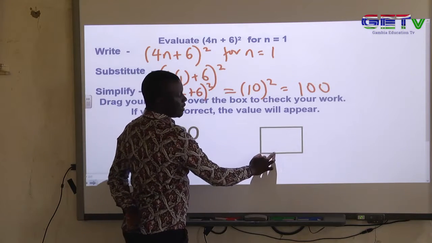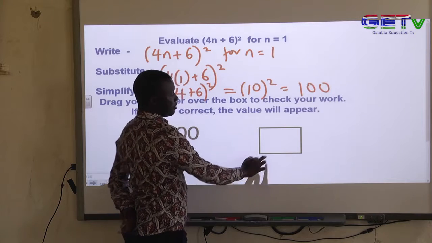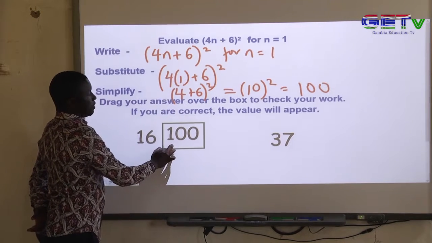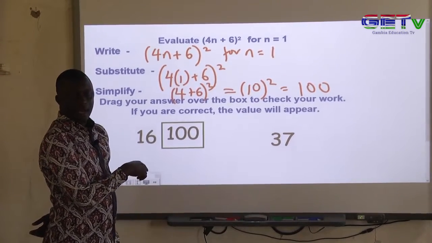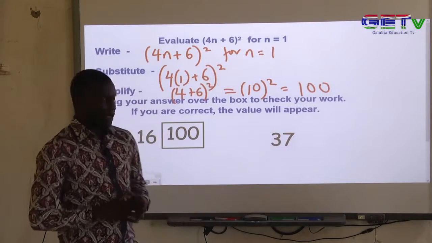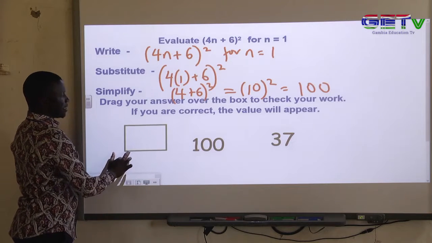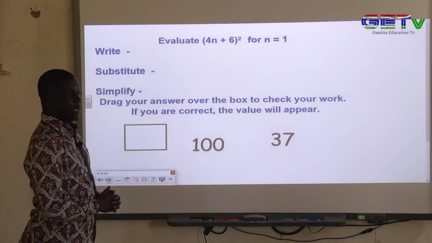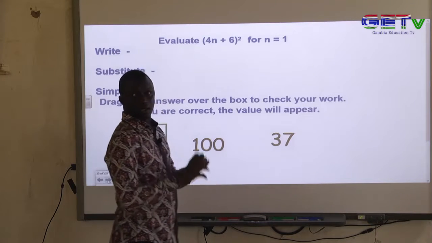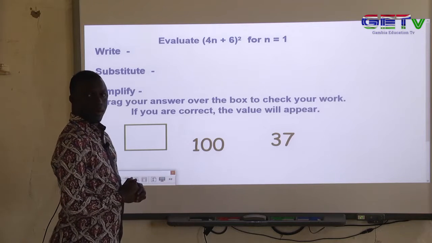The first number here is 37. It doesn't appear, which means 37 is not correct. We have 100 here. As we can see, it has appeared. And this tells us that 100 is our correct answer. There's a third option here, 16. It doesn't appear.